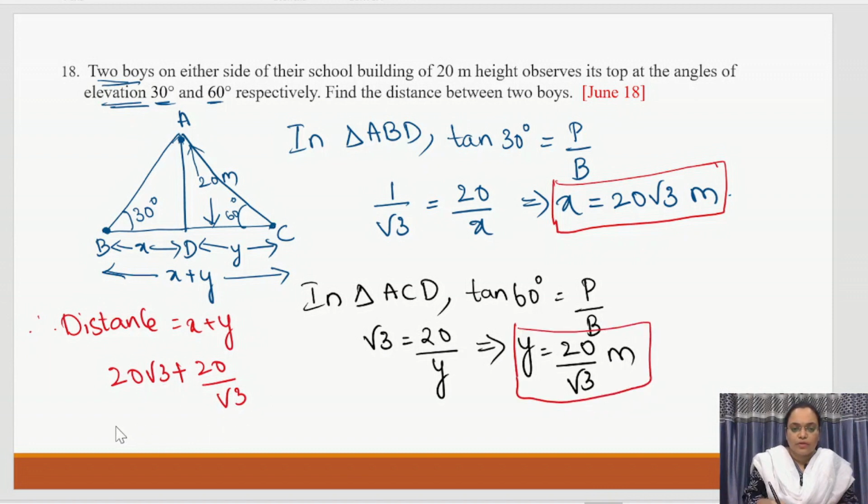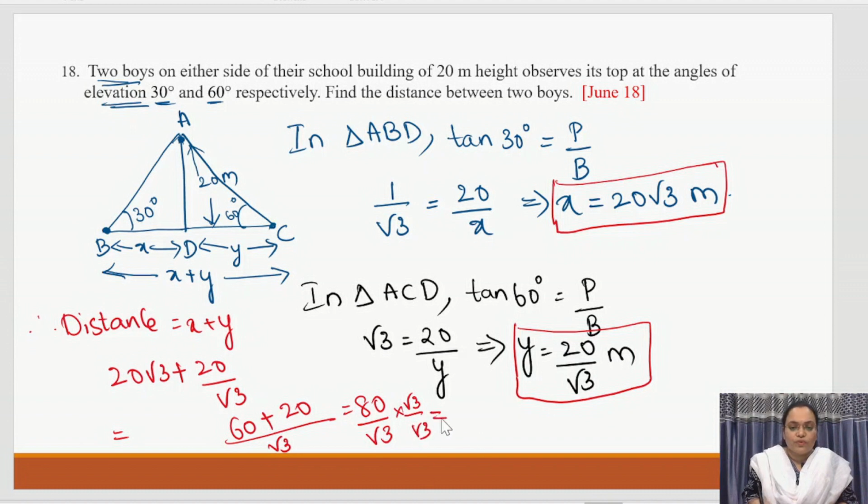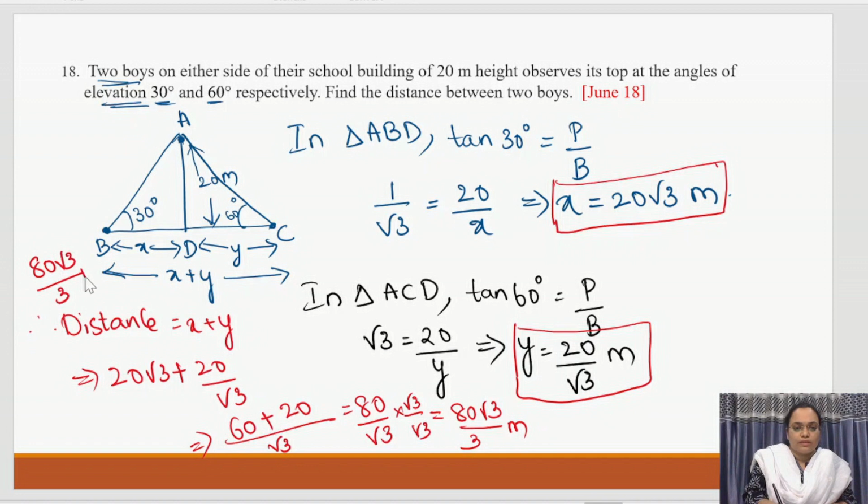If you take LCM, you will get root 3 in the denominator. This will be 20 into root 3 into root 3, which is 3, so 20 times 3 is 60, plus 20. So you will get 80 by root 3. Root 3 is in the denominator, so you multiply and divide by root 3, which gives 80 root 3 by 3 meters. The distance between the two boys, x plus y, is 80 root 3 by 3 meters.